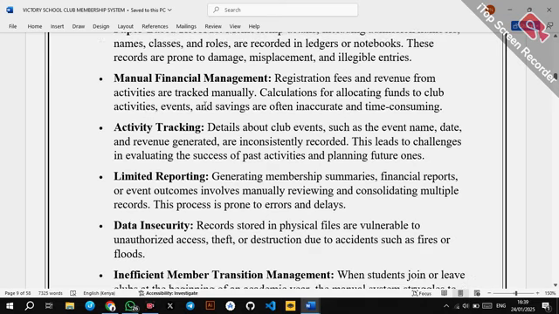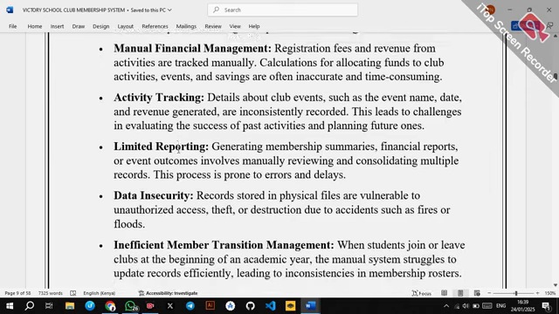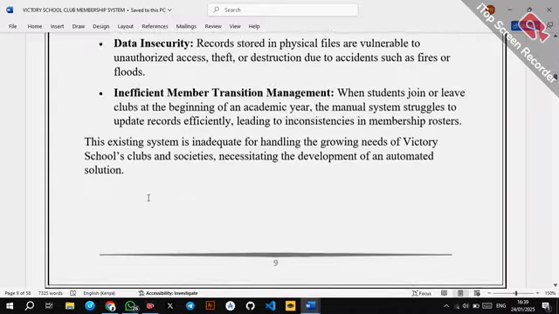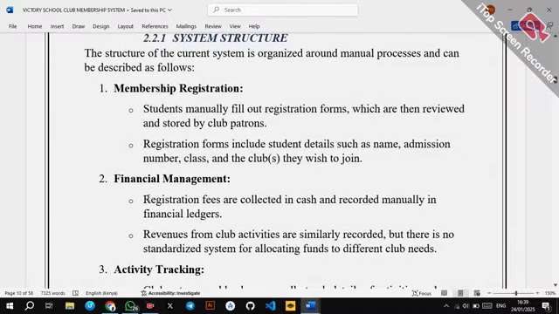Manual financial management. So we have financial management for our computerized system. So activity tracking, limited reporting, data insecurity, inefficient member transition management. So all those are a few. You will expound on them.